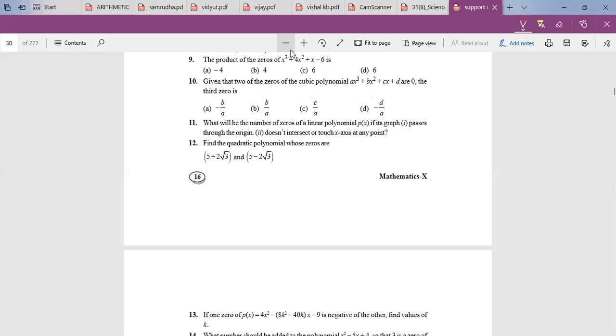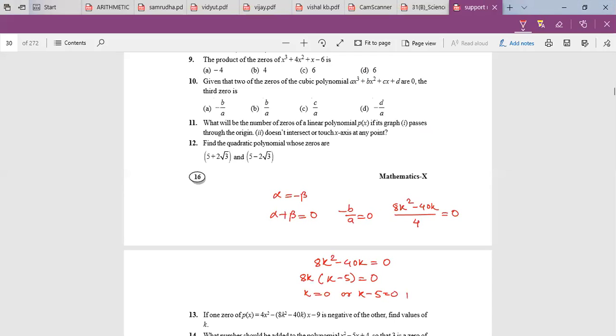Ma'am, I'm not getting the 13th one. The 13th one is 0 and 5. One root is negative of the other. That means alpha is equal to minus beta. This means alpha plus beta is equal to 0. That is minus b by a is equal to 0. So what is minus b? 8k square minus 40k by a, which is 4, is equal to 0. So 8k square minus 40k is equal to 0. Take 8k common: k minus 5 is equal to 0. So k is equal to 0 or k minus 5 is equal to 0. That is k is equal to 5.